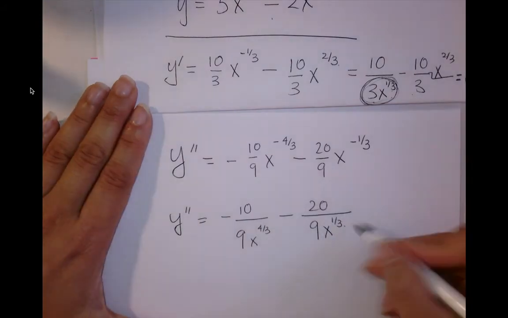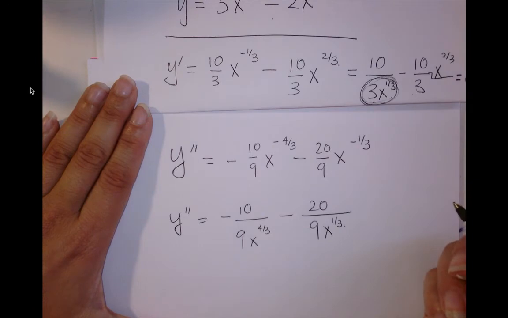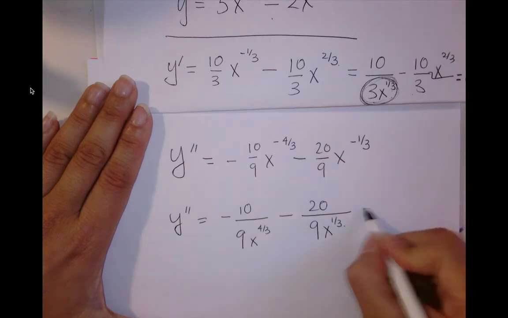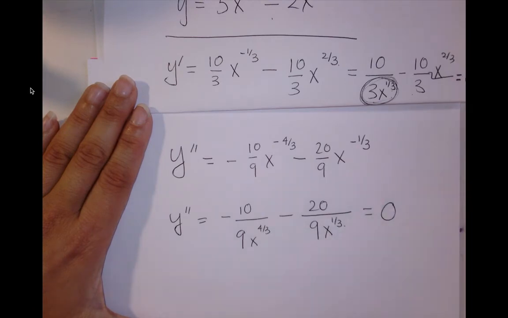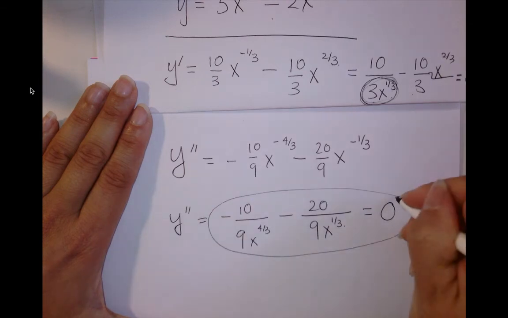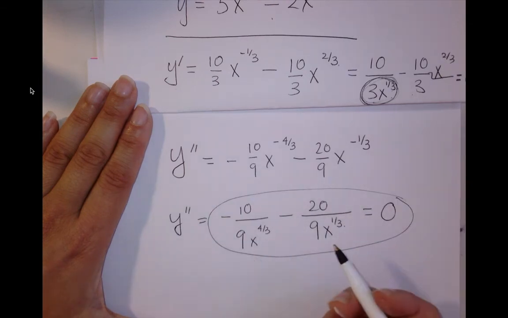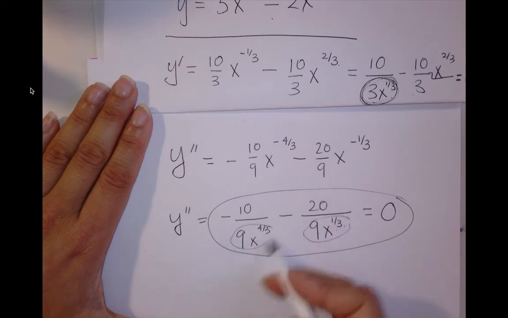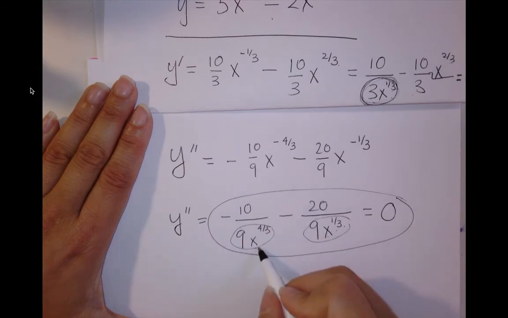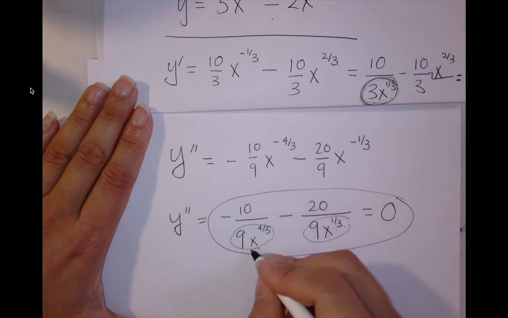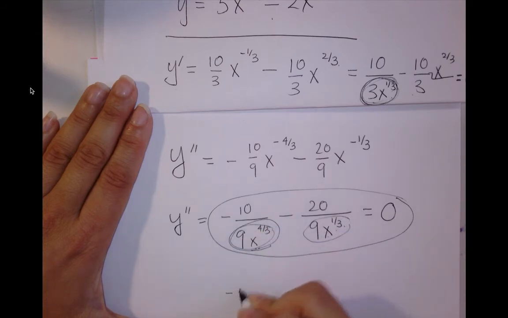And I need to figure out, if I want to find the critical numbers, where this is equal to 0. Okay, so I need to solve this equation. And like I said, there's lots of ways to do it, but I like to just do it by clearing out the fractions and treating it like a rational equation. So I'm going to multiply both sides by the least common denominator.